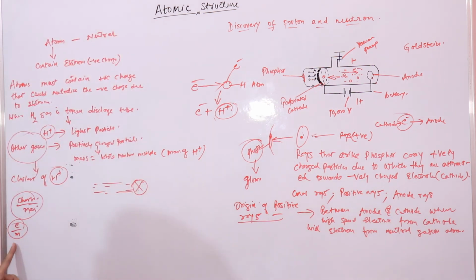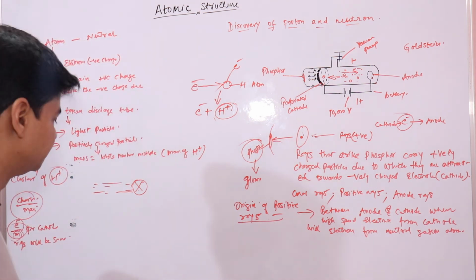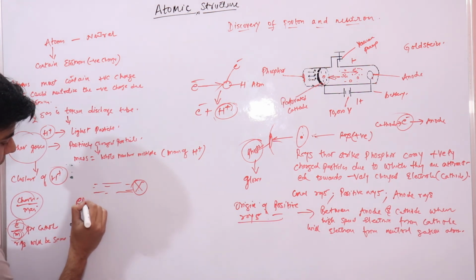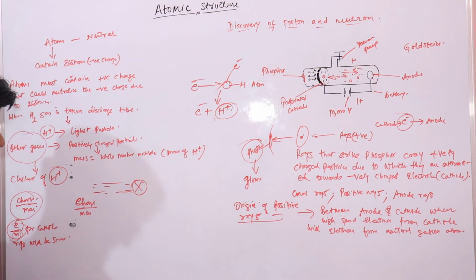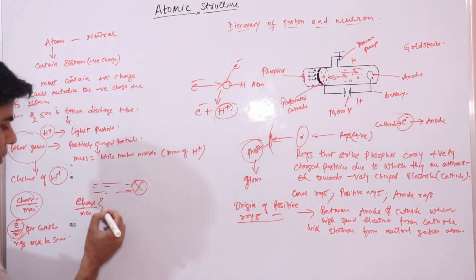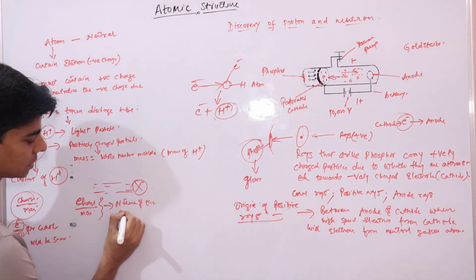So e upon m for electrons, e upon m for cathode rays, will be the same from any source, because the mass of these negatively charged electrons will remain the same from any source, and the charge will remain the same. Similarly, what would be the charge to mass ratio for positively charged particles? It depends on the nature of the gas.